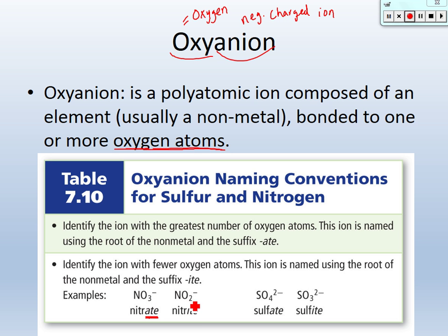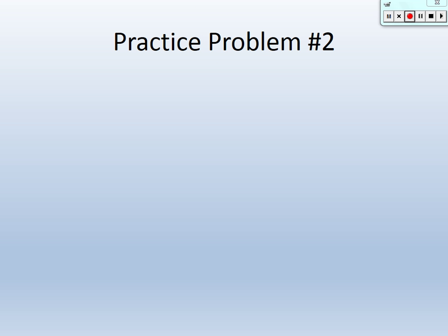If it's got less oxygen, so this one only has 2, it's going to end in ite. So there's nitrate because there's 3, and nitrite because there's fewer oxygens, only 2. Same rule applies here. Which one has more oxygens? This one has 4 oxygens, so it ends in sulfate. This one has 3 oxygens, so it ends in sulfite. You'll notice that on that table. I'm going to let you use this polyatomic ion table on the test. You'll always have it available, but I think it's worthwhile learning how they're named and some of the common ones. Okay, let's end this video with this practice problem.